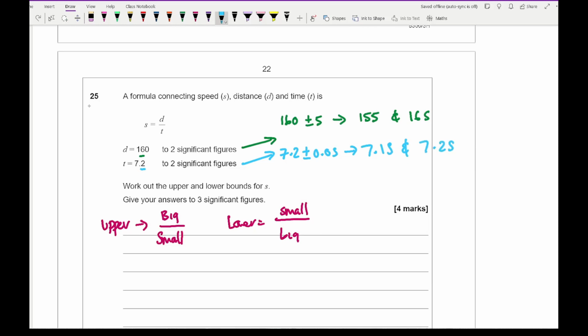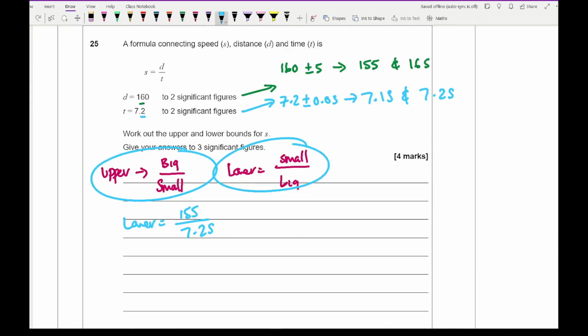So then going back to these two things here, my lower bound is going to be the smallest of D, which is 155, divided by the biggest of the T, which is 7.25.